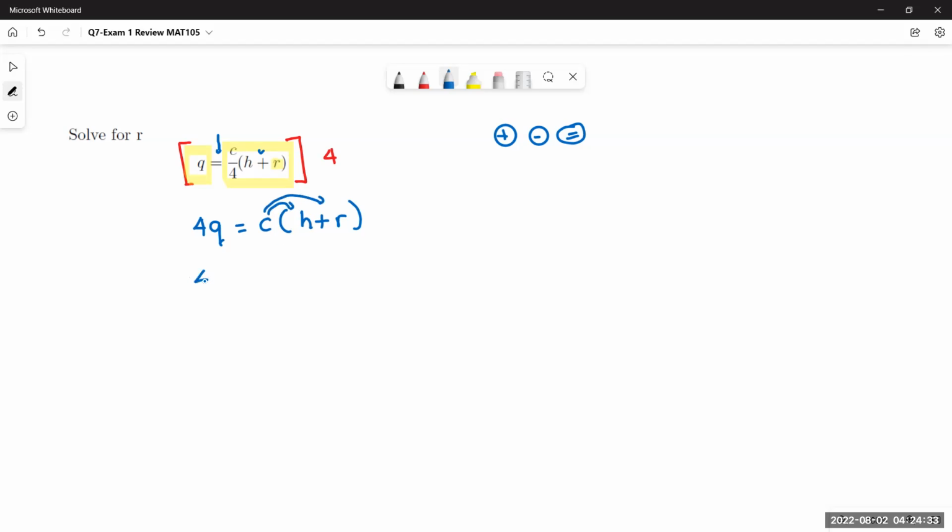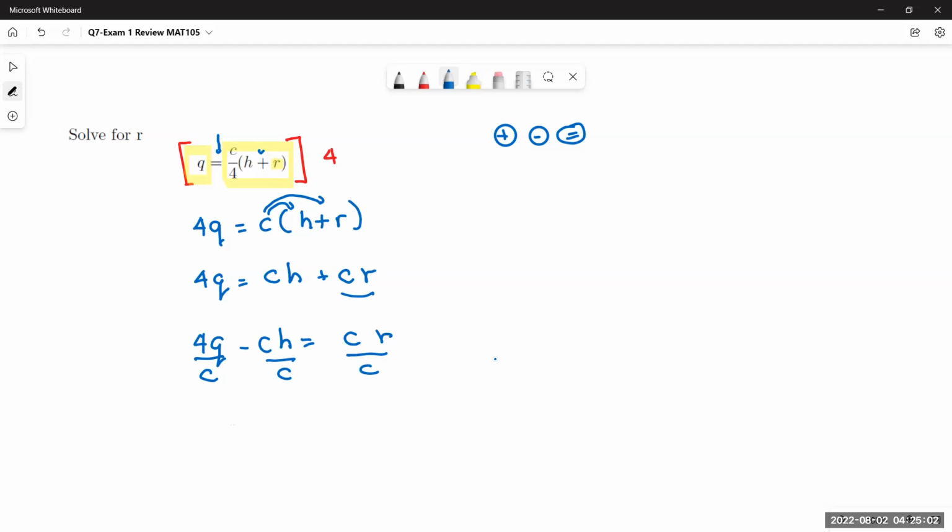All right, so this is going to be 4q equals ch plus cr. And we want to solve for r, so we want to keep this term by itself. So this is going to be 4q minus ch equals cr. And finally, we can divide everything by c in order to isolate the r. So divide by c here, divide by c here, divide by c here, divide all the terms by c.